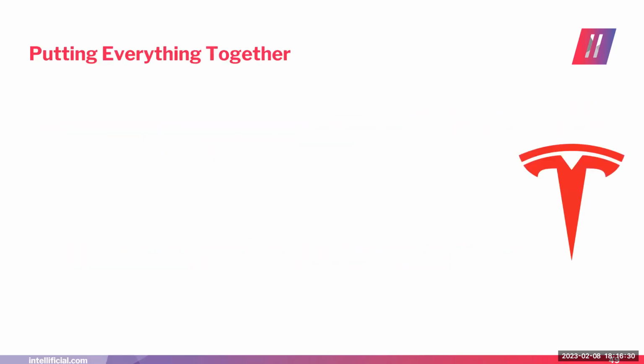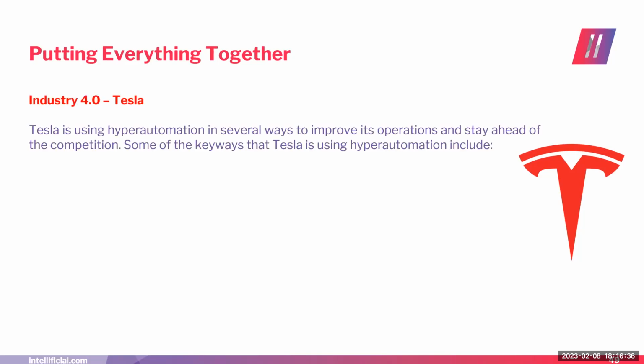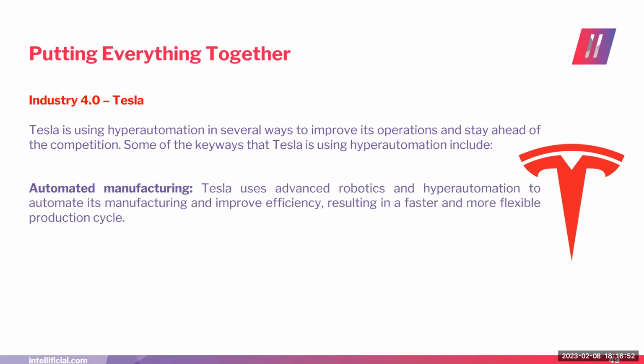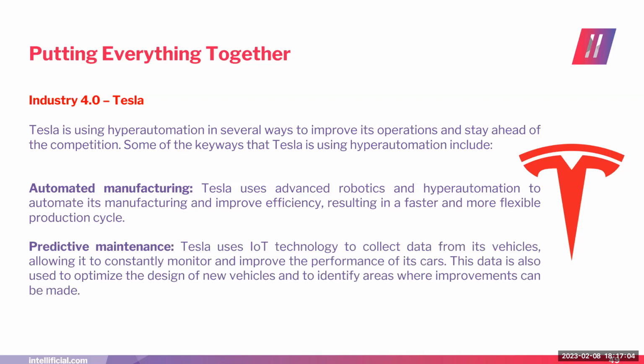So coming back to Industry 4.0, in the first slide of this webinar we talked about Tesla. Tesla is currently using hyperautomation in several ways to improve its operations and stay ahead of the competition. Some of the key ways include automated manufacturing. Tesla uses advanced robotics and hyperautomation to automate its manufacturing and improve efficiency, resulting in a faster and more flexible production cycle. It also uses predictive maintenance, where the IoT technologies in the Tesla car collect data from the vehicle and constantly monitor and improve performance.